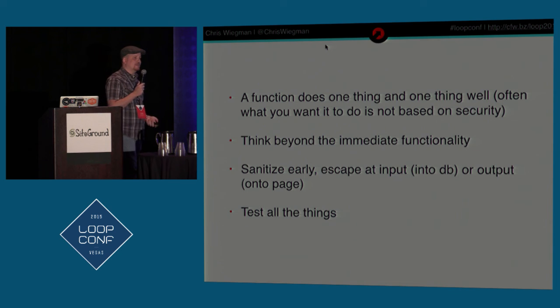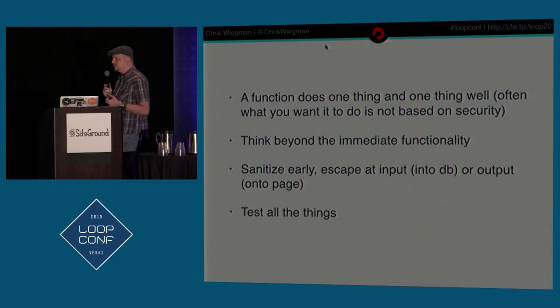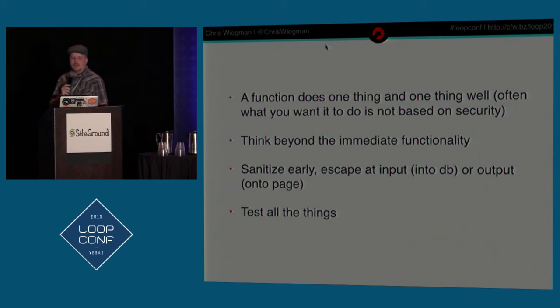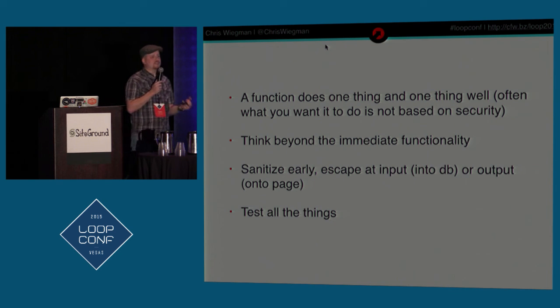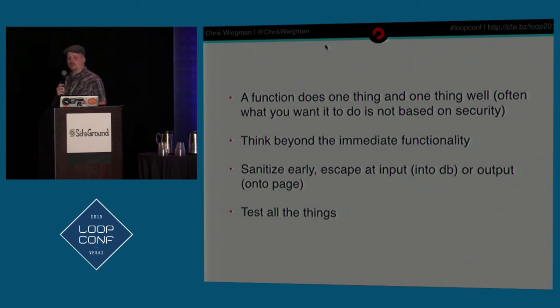So think beyond the immediate functionality of anything you're trying to use. This gets us in trouble so often in WordPress. Of course, sanitize early, and escape on input into the DB or on output to the page. No matter what it is, even if you assume the functions you're manipulating your data with are going to handle this for you, test it, watch that. Escape it anyway, sanitize it anyway.